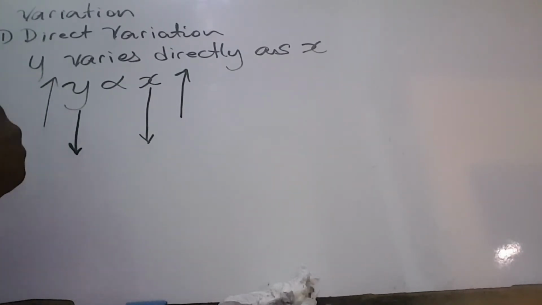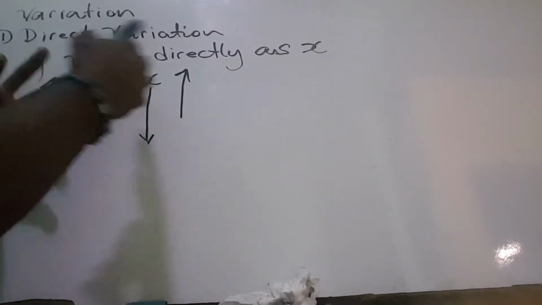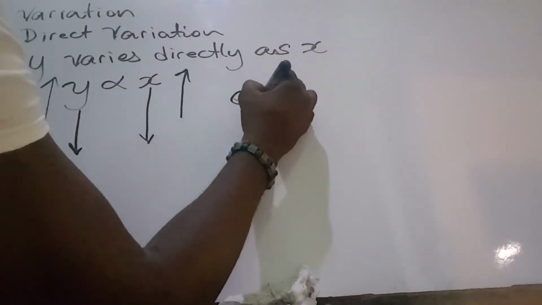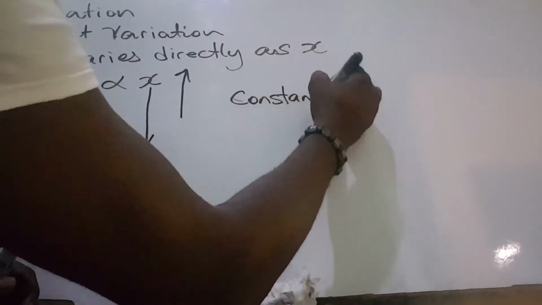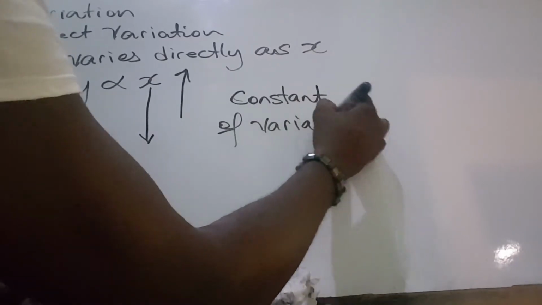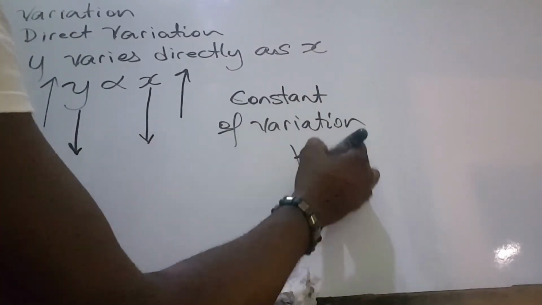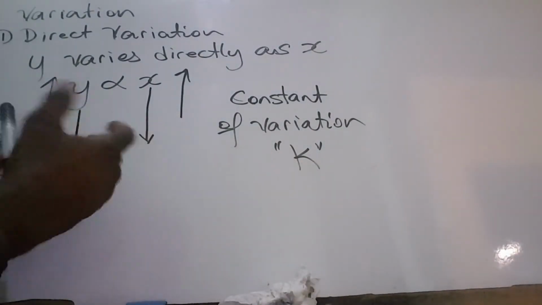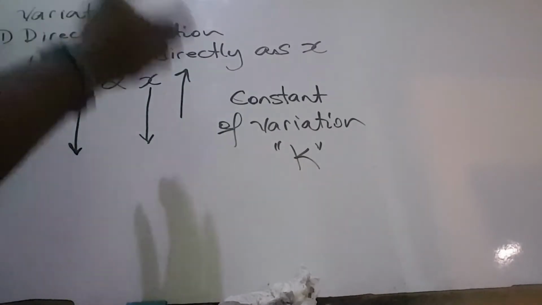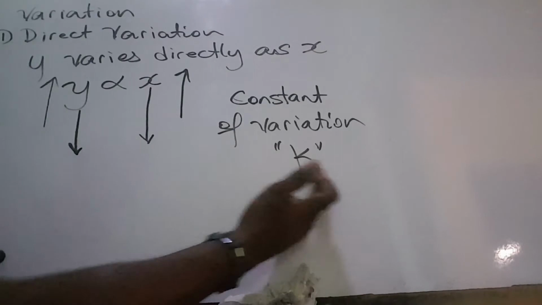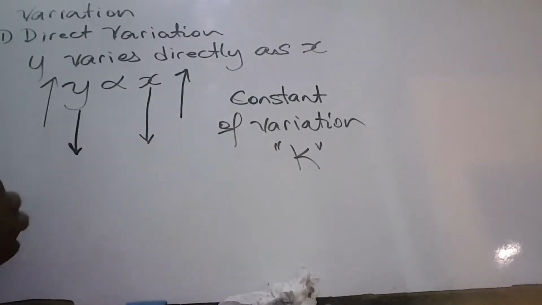Now, within all of these variations, there is what we call the constant of variation. So there is always a constant of variation. It's represented by, I'll use a letter K. Could be any letter, right? A lot of times we might see K being used as the constant of the variation. So within the two variables going up and down together, there is a constant value that doesn't change.